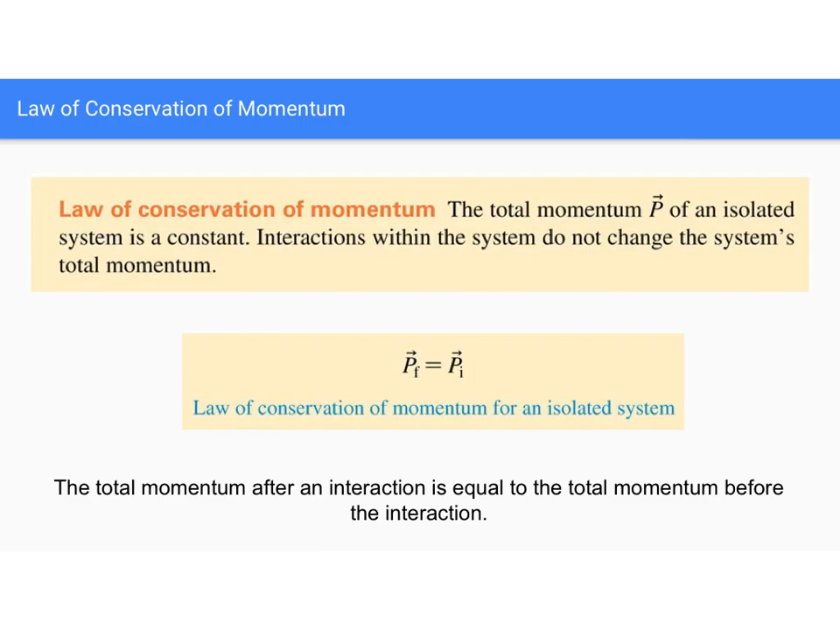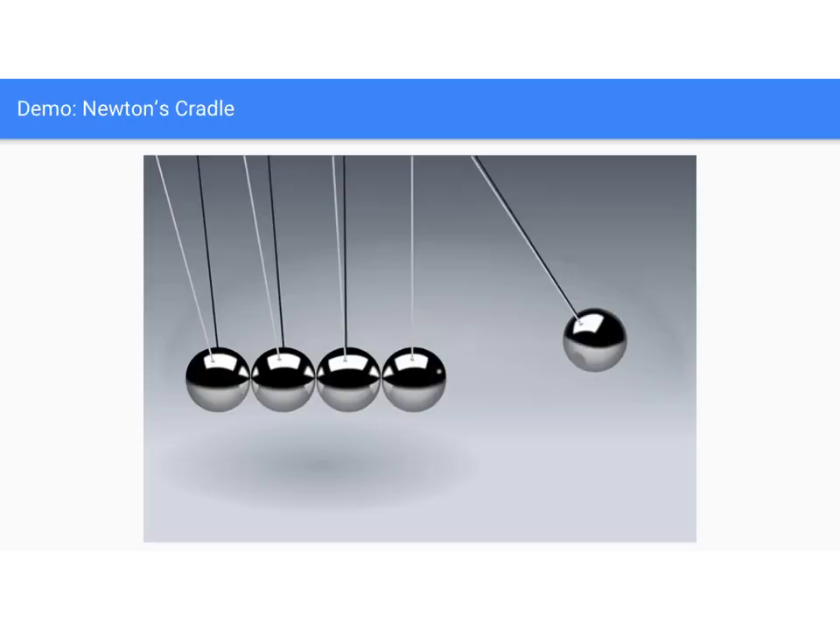So the law of conservation of momentum is very simple. The total momentum of an isolated system is constant. So interactions within the system don't change the momentum. It's only when you have an impulse or a force exerted over time that can change the momentum. Okay, so our simple equation is that our final momentum has to equal our initial momentum whenever we have a collision, unless there's an outside force.